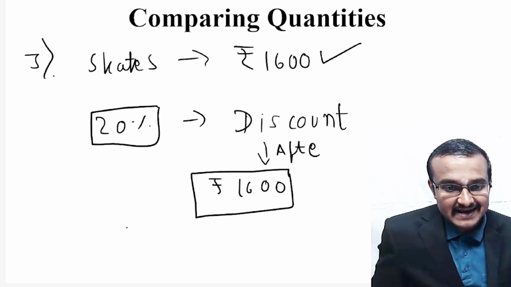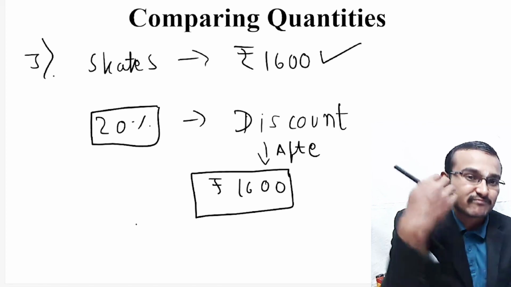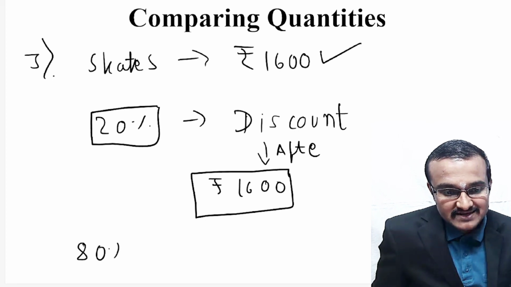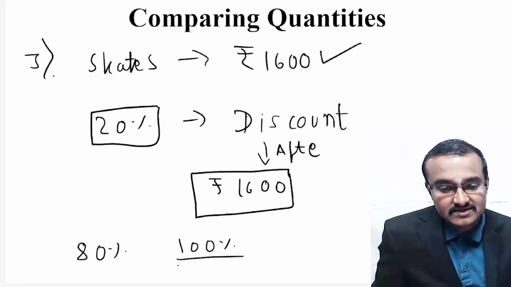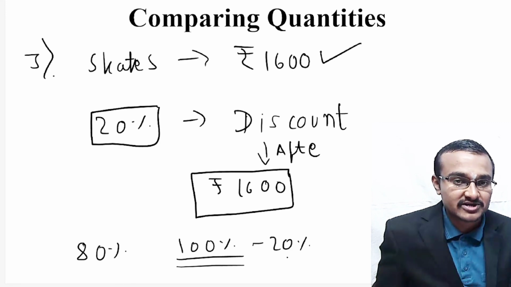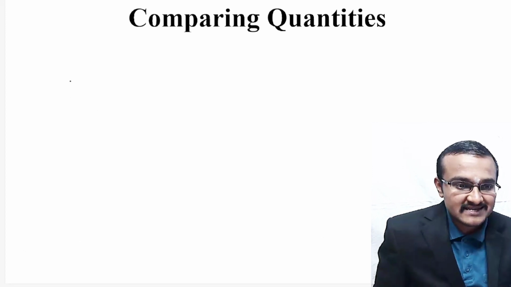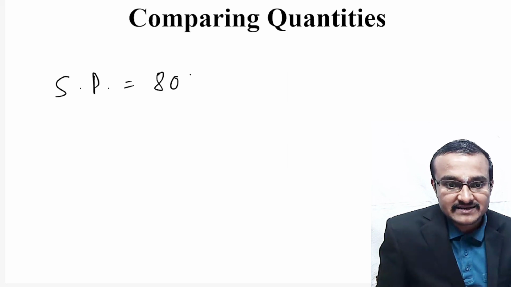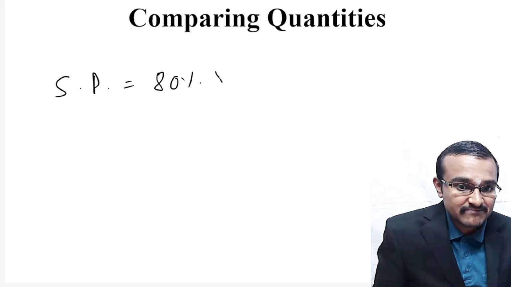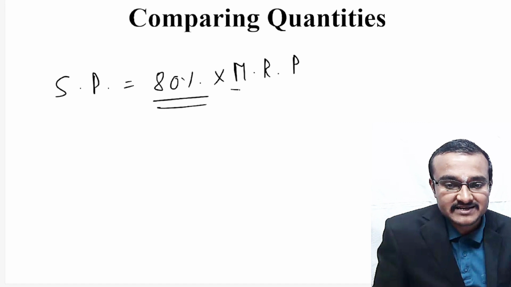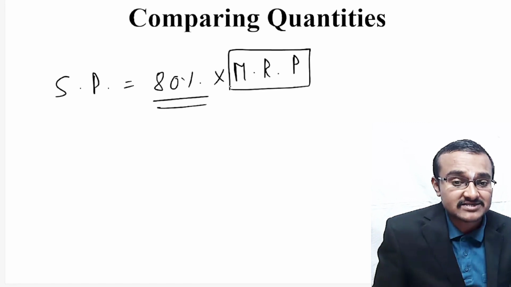To calculate that, you should see how much percentage of money he has paid for the total market price. Here he has paid 80% of the total price, because if you consider 100% as the price of that particular skates, then 20% discount has been given. So 100% minus 20% will be 80%. So the sales price was 80% of market price or MRP.